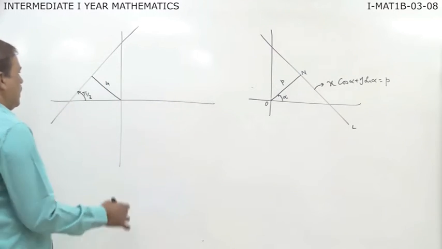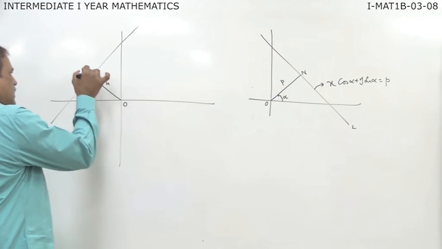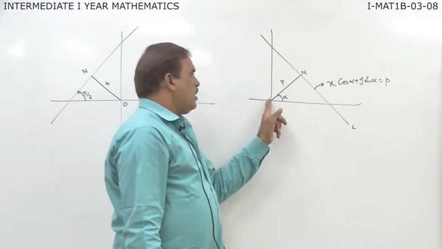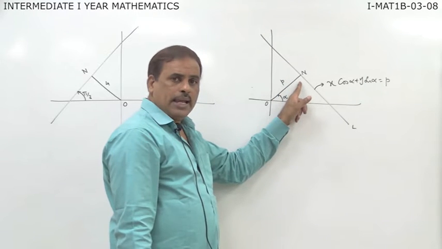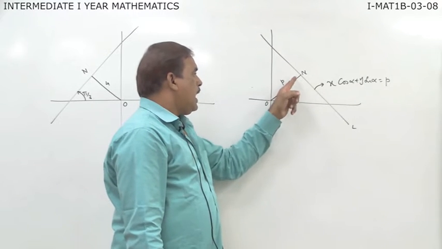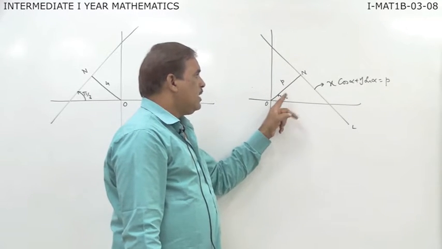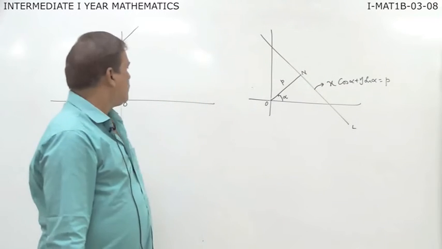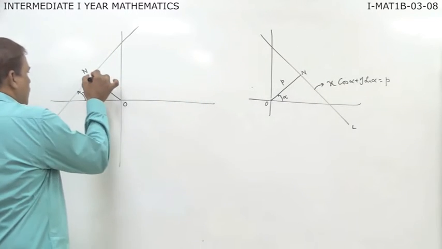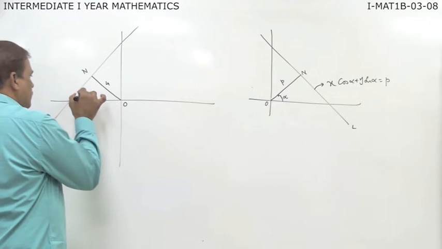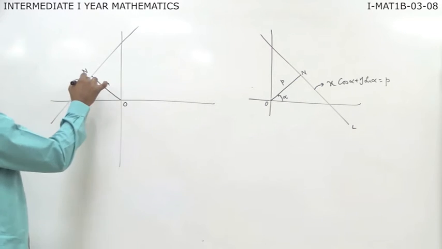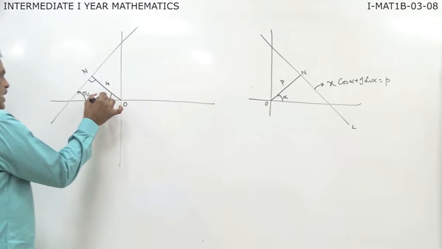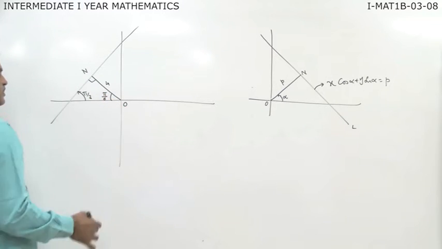Now, look here. This is O, let's take, this is N. Here, there is a straight line L. ON is the normal to the line L, and the inclination of the normal is alpha. Then the equation of this line is x cos alpha plus y sin alpha is equal to p. Now, ON is the normal. This angle is pi by 3. This is 90 degrees. This is 60 degrees. Hence, this should be 30 degrees, pi by 6.